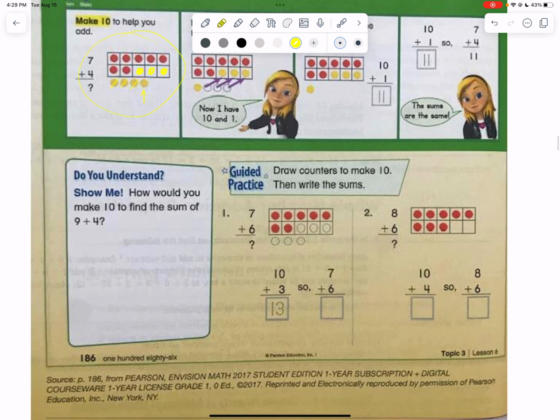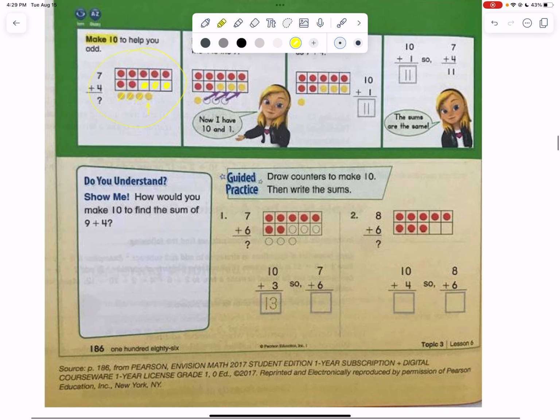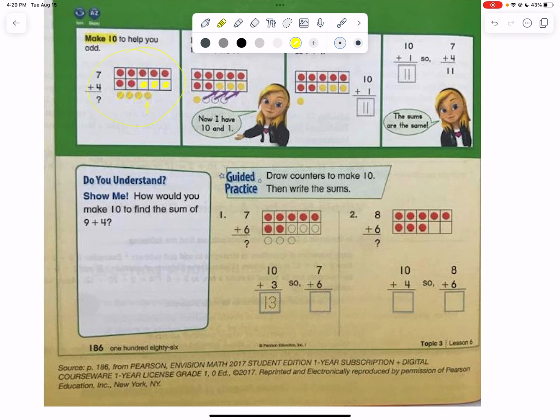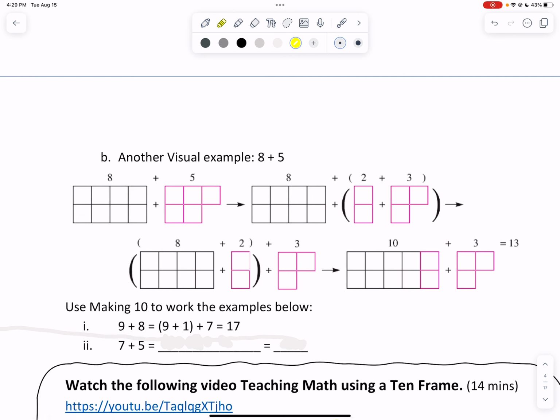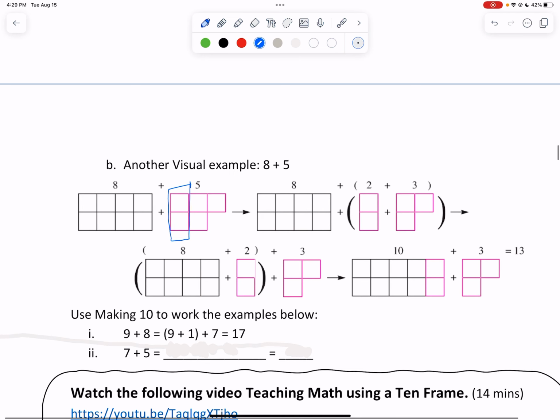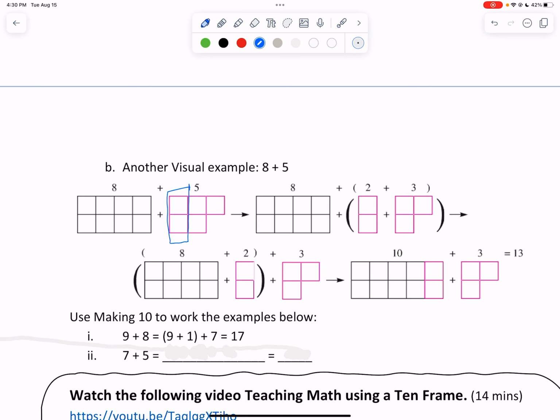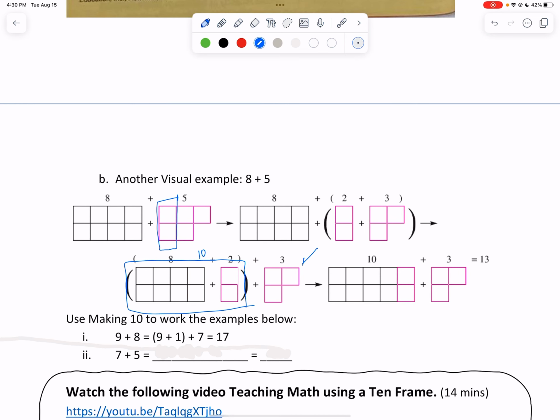So notice it shows the same thing here. And this is just straight out of a math textbook for first grade, okay? So here is another visual example. You could use blocks. We're going to use blocks in class. So you could have 8 blocks and 5 blocks. And I'm going to take these 2 out of my 5 and make 10 with it. So I'm going to move those 2 and stick them over here with the other 8, and there's my 10. So I made 10, and then I had 3 left over.